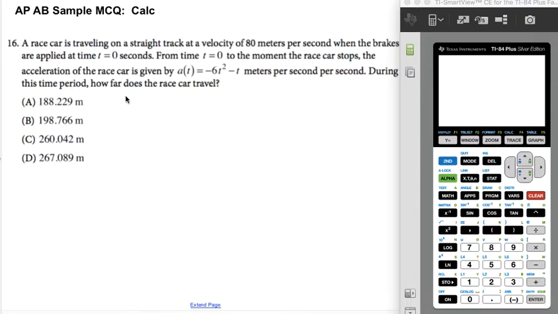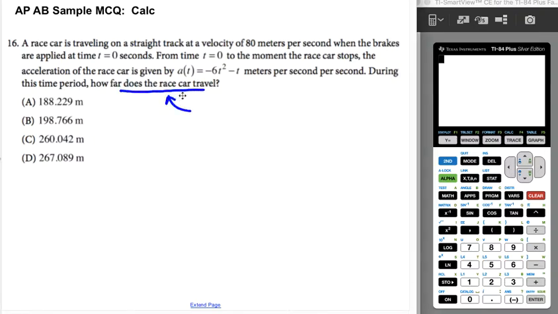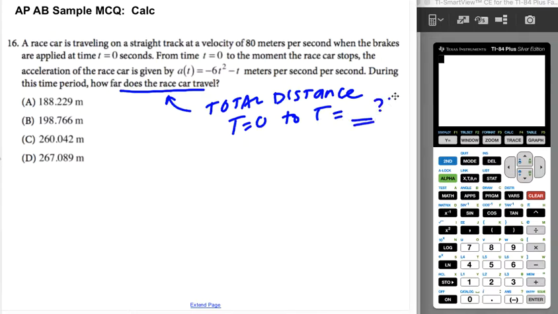Okay, so total distance, right? How far does the race car travel? So that's total distance. We want the total distance from t equals 0 to the t of whenever velocity is 0, when v is 0. So here's what we know: v of 0 is 80, and we want to figure out when the velocity equals 0.